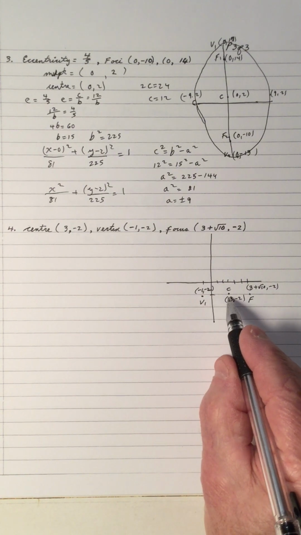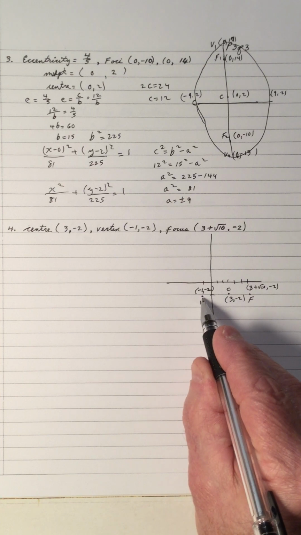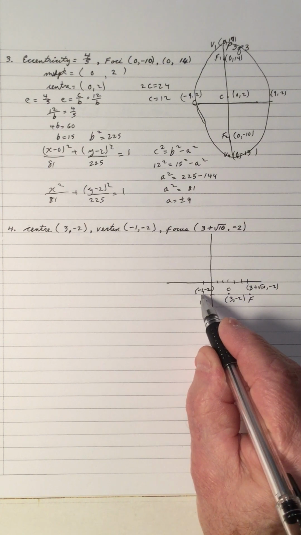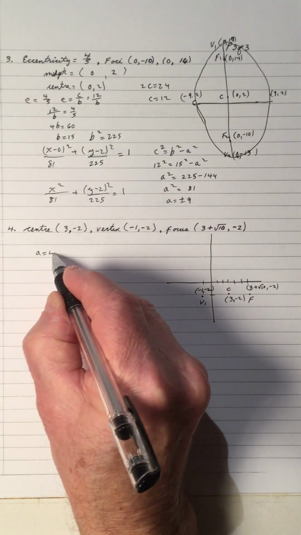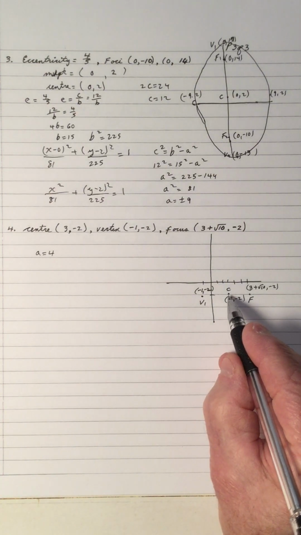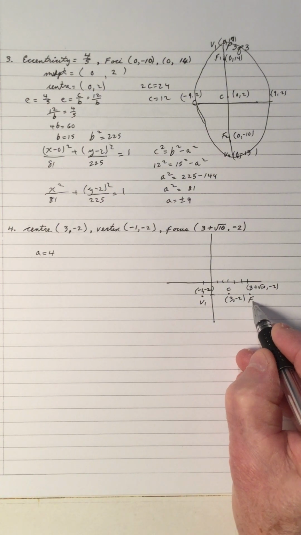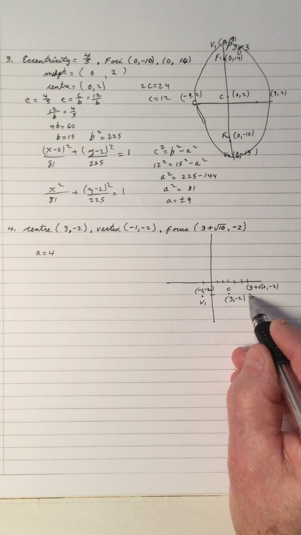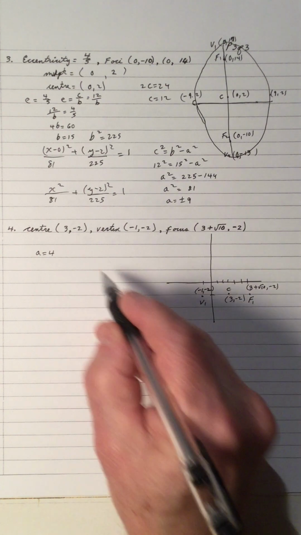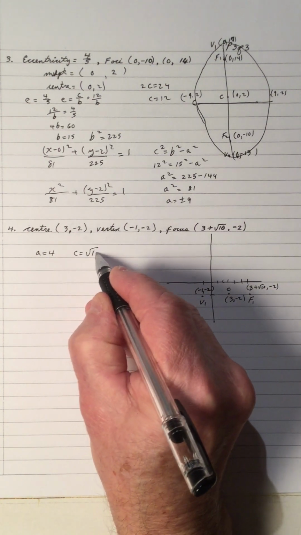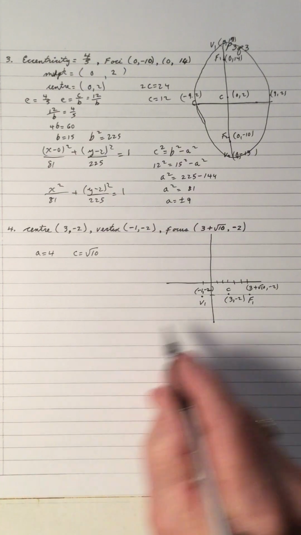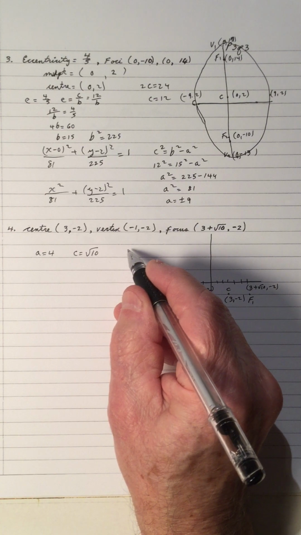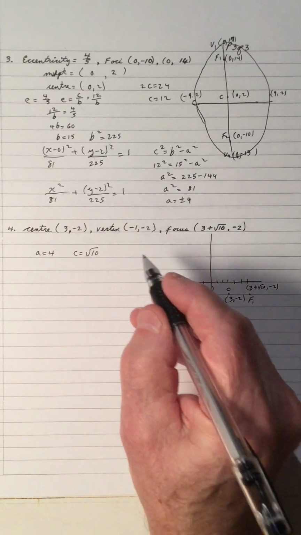So that means if this is the center and to here, that's the a value right there. So from 3 to -1 is 4. So that means a is 4. And from the center to the foci, that's 3 plus root 10, that means root 10 is the c value. So the c value is root 10. And the center was given to us. So we've got c and a, but we don't have b.